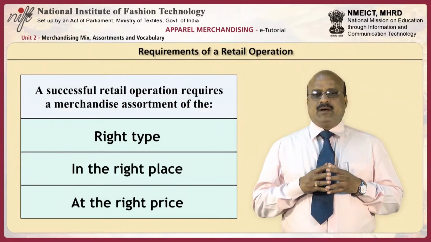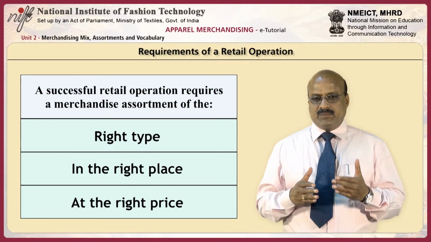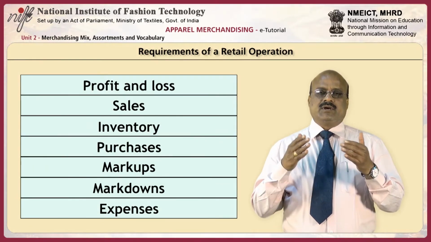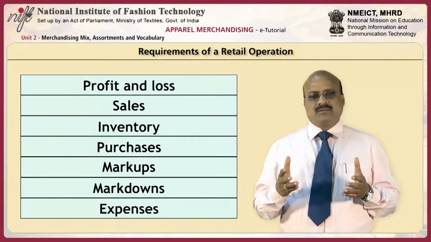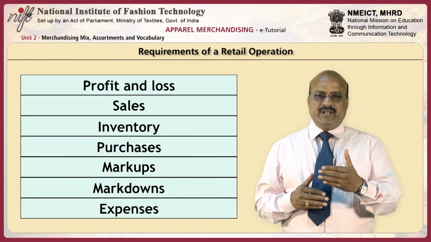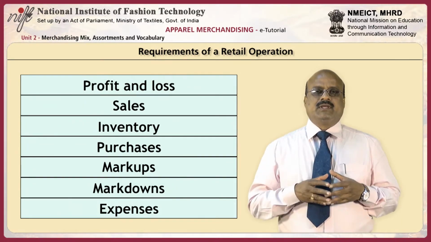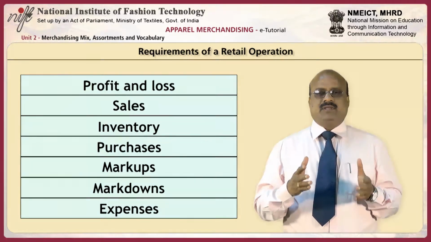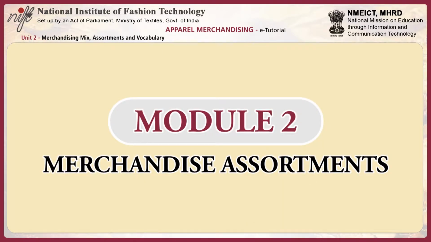A successful retail operation requires a merchandise assortment of the right type, in the right place, and at the right price. To accomplish this objective, activities such as profit and loss, sales, inventory, purchases, markups, markdowns, and expenses must be planned at least 6 months in advance by the buyers and managers. This module looks at the various assortments of merchandise.